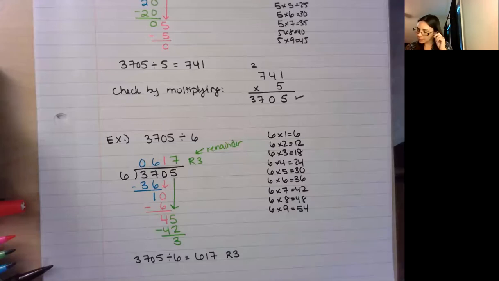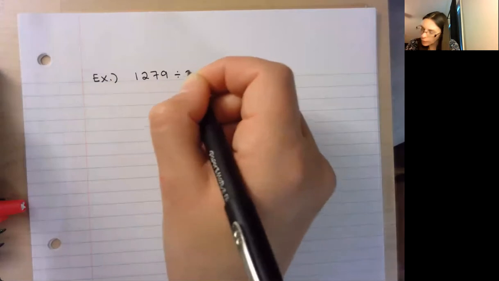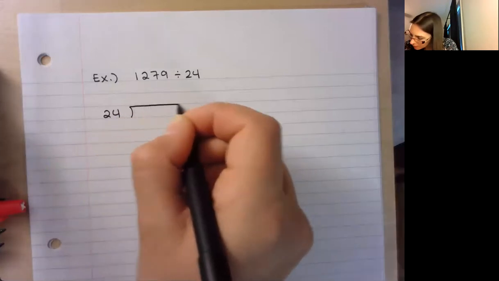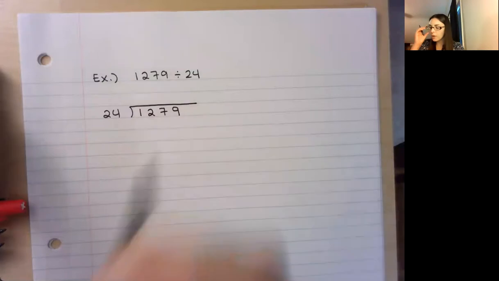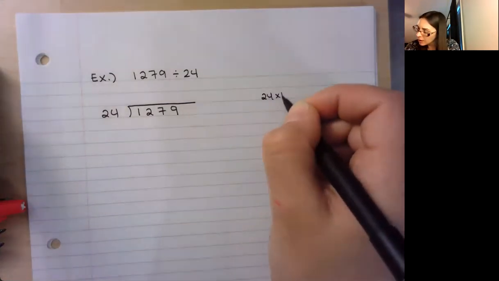All right, let's do another example, and let's make this one a little bit harder. All right, how about we do 1,279 divided by 24. So I have 1,279, I'm dividing it by 24. 24 goes on the outside. Now, 24 is a little bit harder to find the multiples of, but you can still do it. So if the multiples list is working for you, then you can start it out.